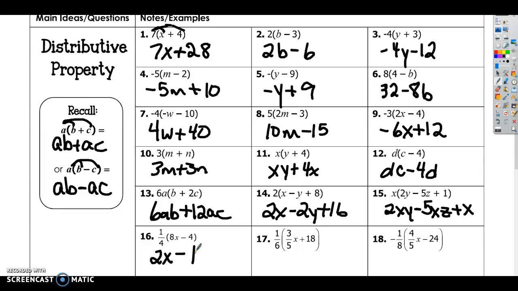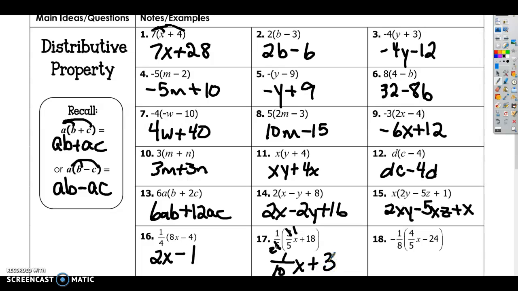All right, number 17. You have a 3/5 times 1/6. So the 3 and the 6 will reduce. That becomes 3 goes into 3 one time, 3 goes into 6 twice. So I can rewrite that as 1/10 x. And then 1/6 of 18, or 18 divided by 6, is just 3.